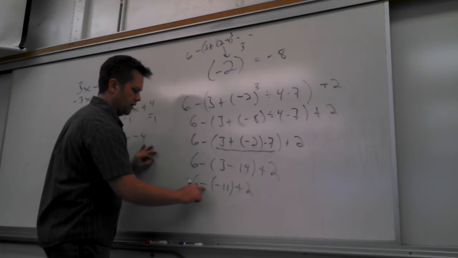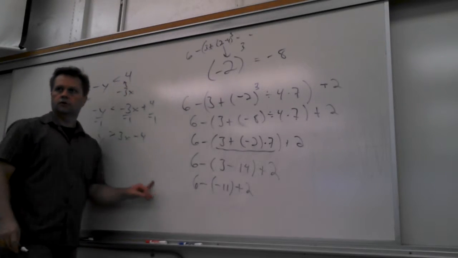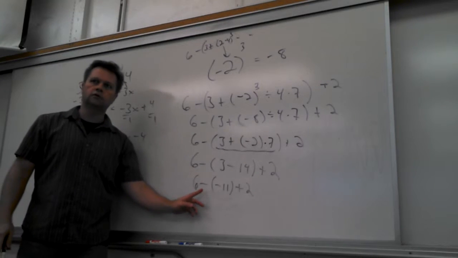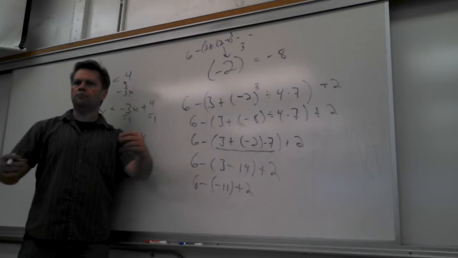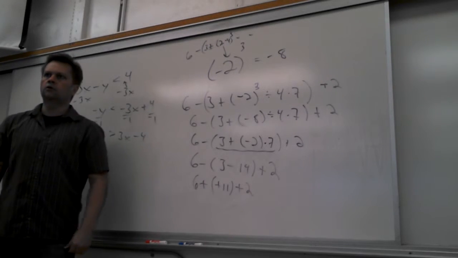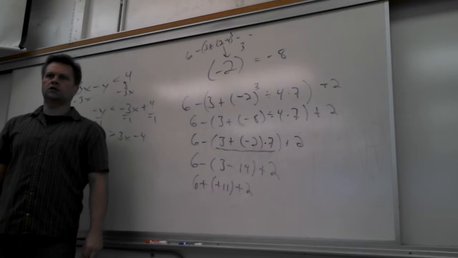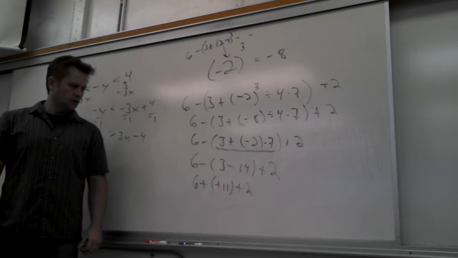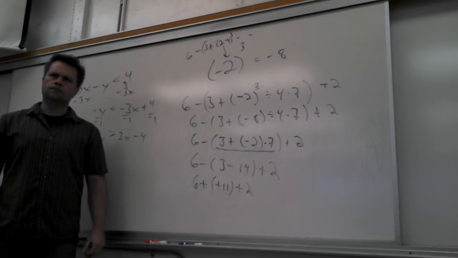Now, what's 6 minus negative 11? The negatives become a multiplication, 66? No. Subtraction cannot become multiplication. It can, of course, become addition. Subtraction is addition. There is no subtraction. It's just adding a negative. So it's 6 plus 11.